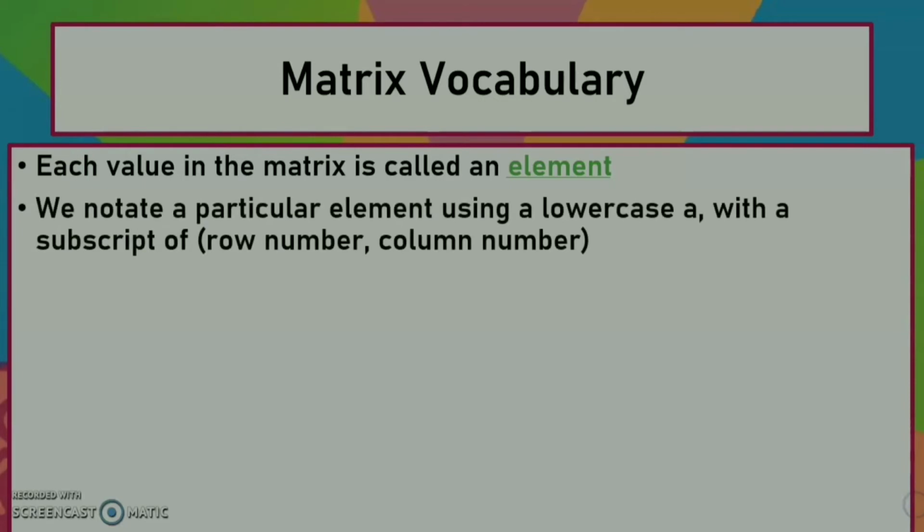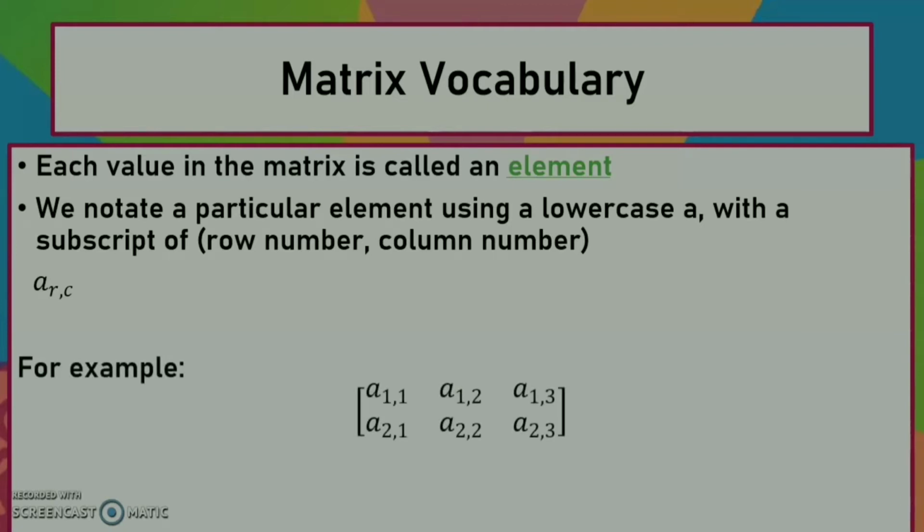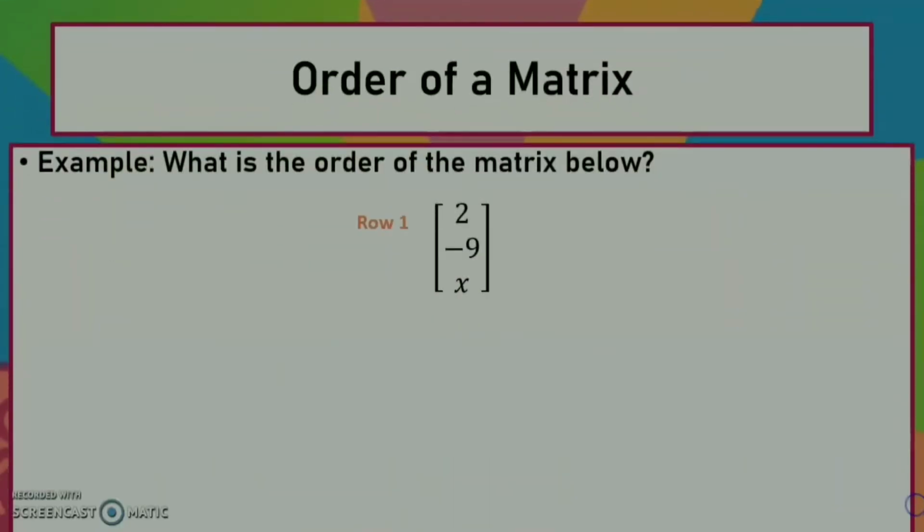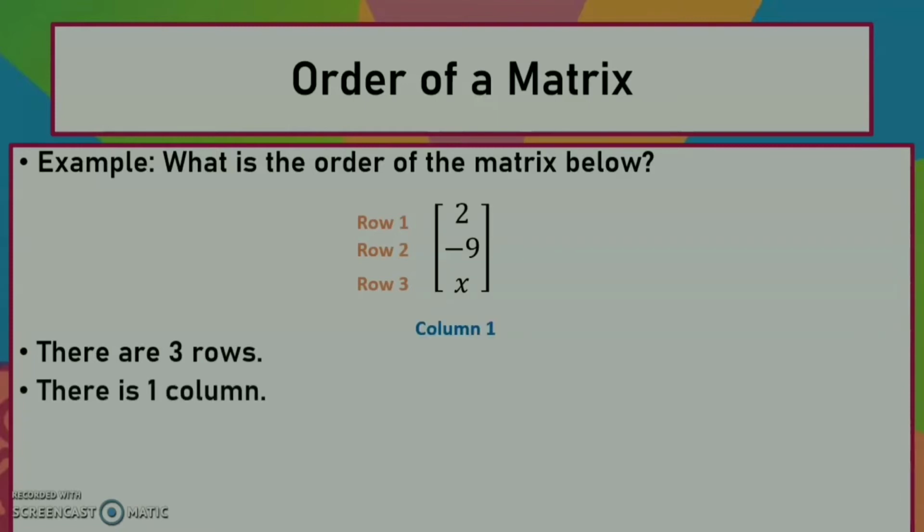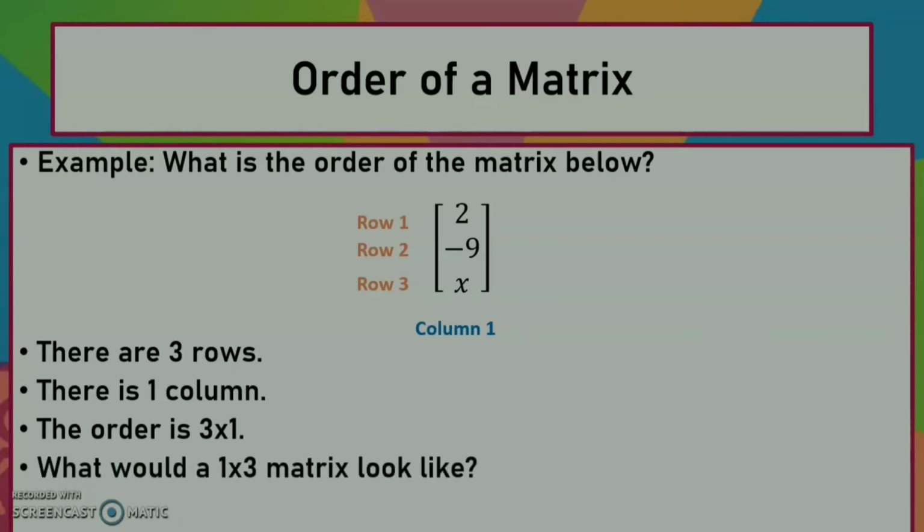We note a particular element using a lowercase a with a subscript of row, comma, column. Or you can remember that because it comes up with the word arc. What is the order of the matrix below? There are 3 rows and 1 column, so the order is 3 by 1. What would a 1 by 3 matrix look like?